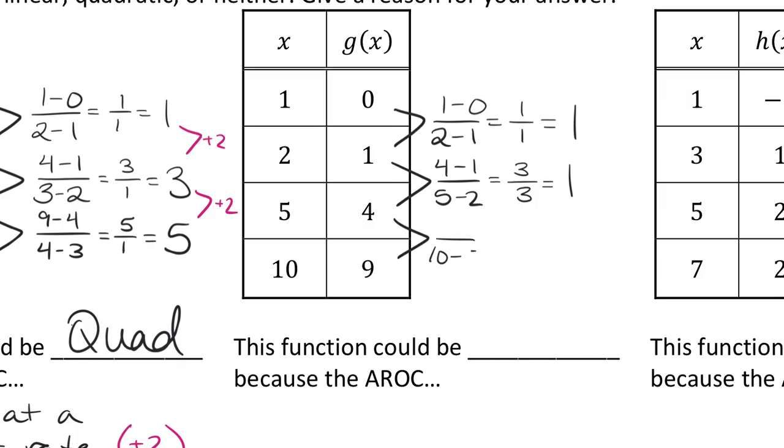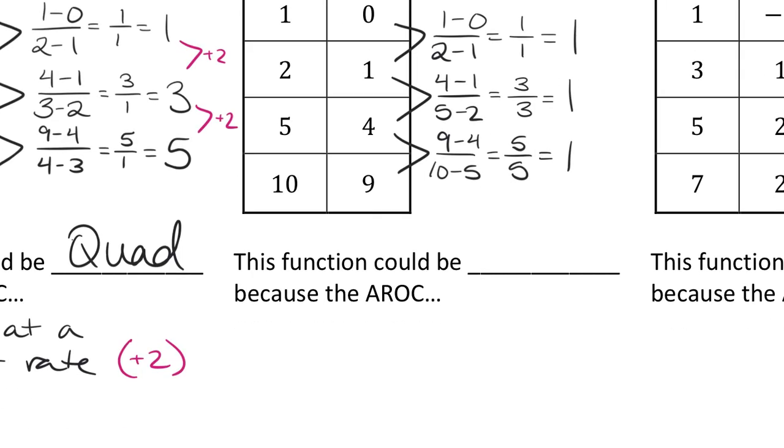This would be 10 minus 5 on the bottom, 9 minus 4 in my numerator. 9 minus 4 is 5, and 10 minus 5 is 5. And again, we get 1. Okay, we got 1 as my average rate of change for each individual average rate of change we got. What does that mean for us? This function could be linear.